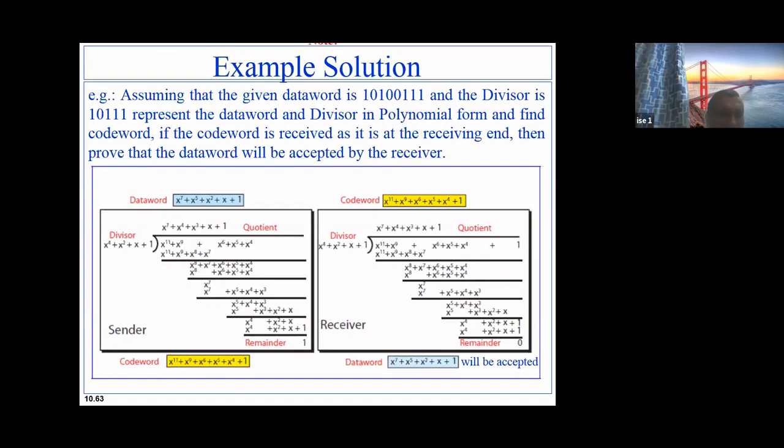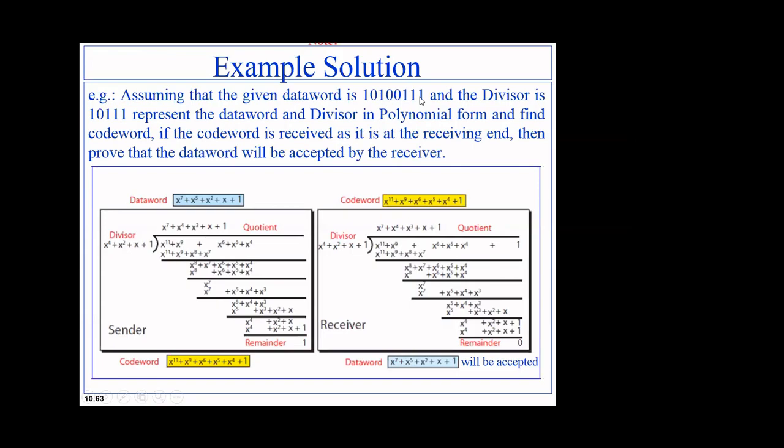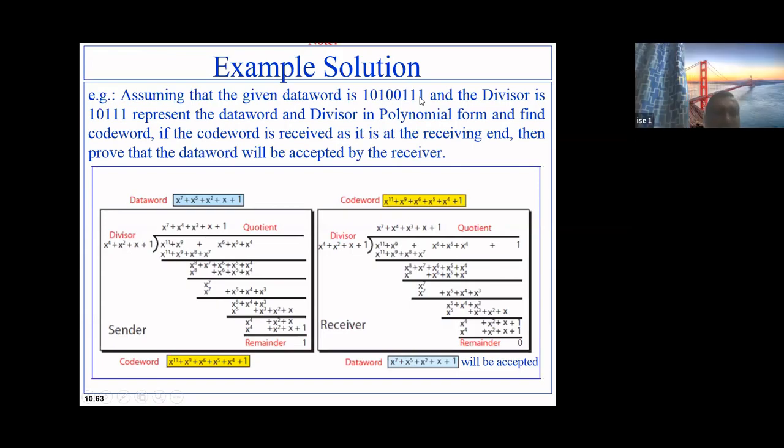So since the remainder has come 0, I can take the whole code word as it is. So what is my data word, which is nothing but x to the power 7 plus x to the power 5 plus x square plus x plus 1. As it is, I have to accept the data word. Okay. So this was the example which was asked in a university examination for 10 marks.